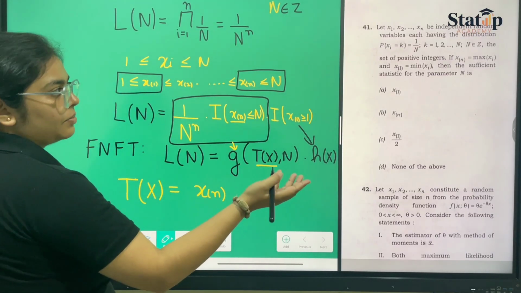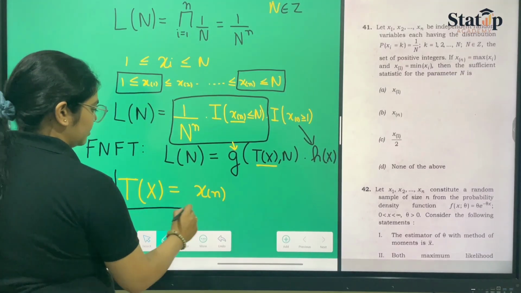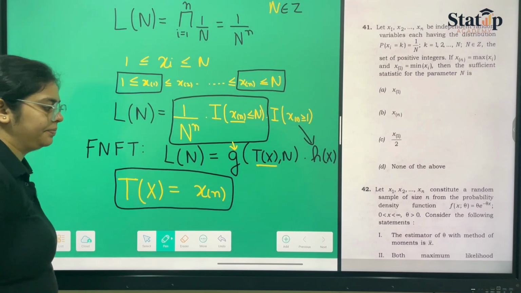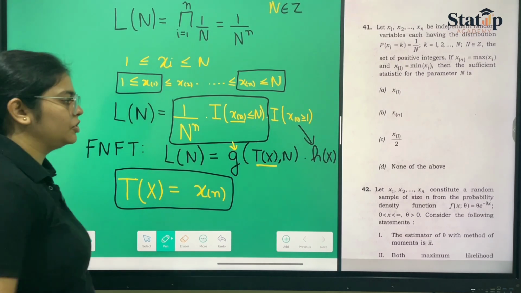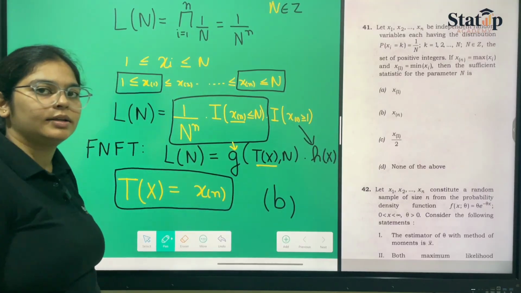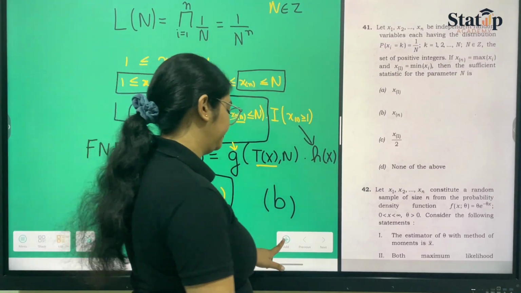They have asked us the sufficient statistic for parameter N. It is Xn. This is your final answer, which is our option number B. I hope the concept behind this is clear. If not, then you can again ask me. I will explain it again.